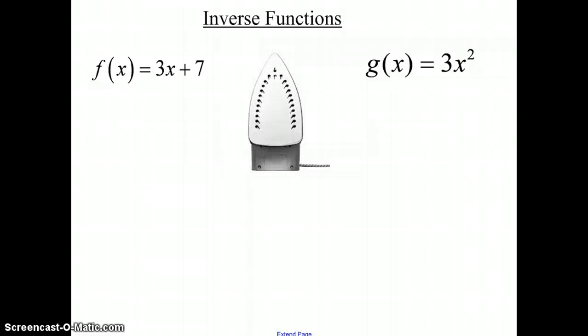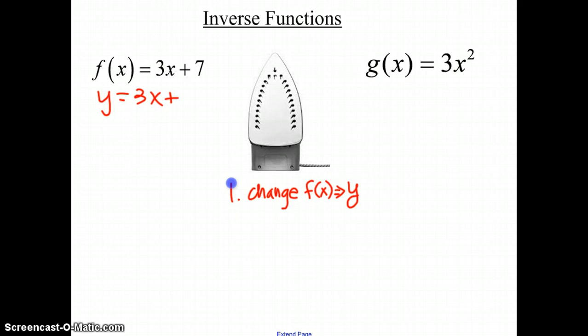In your assignment, you'll be asked to find inverse functions as well as those inverse relations. Inverse functions are a little bit trickier, but I've got some steps to follow. The first one is you're going to change the f of x or the g of x. You're just going to write it as y instead. So change it to a y. Y equals 3x plus 7.